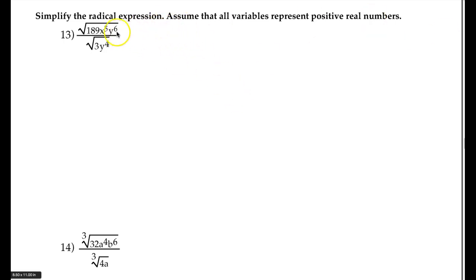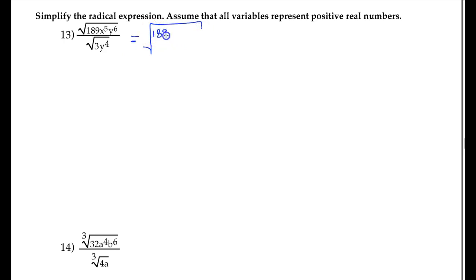So to get started, the first thing that we see here is that we have square root of some expression divided by square root of another. Okay, and so one of the things that we know we can do is anytime we take the square root of something divided by the square root of something else, we can put that all under one big square root.